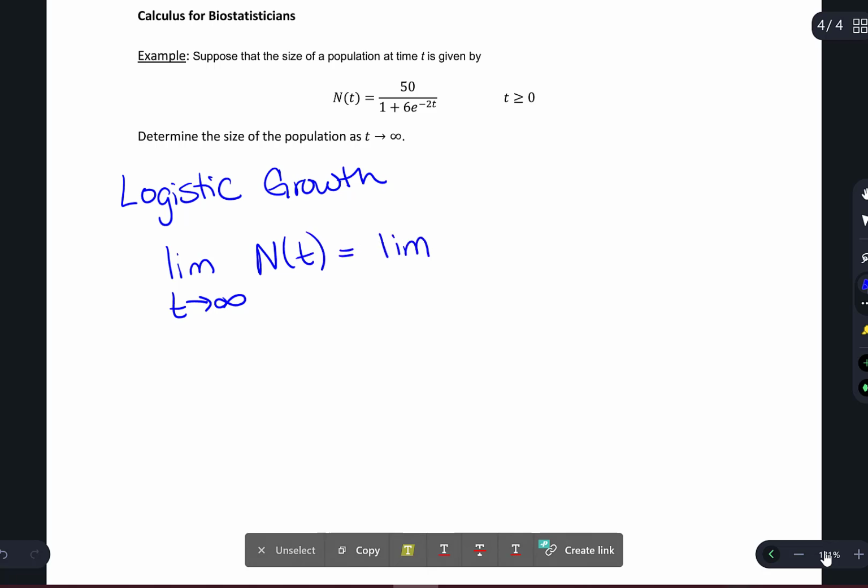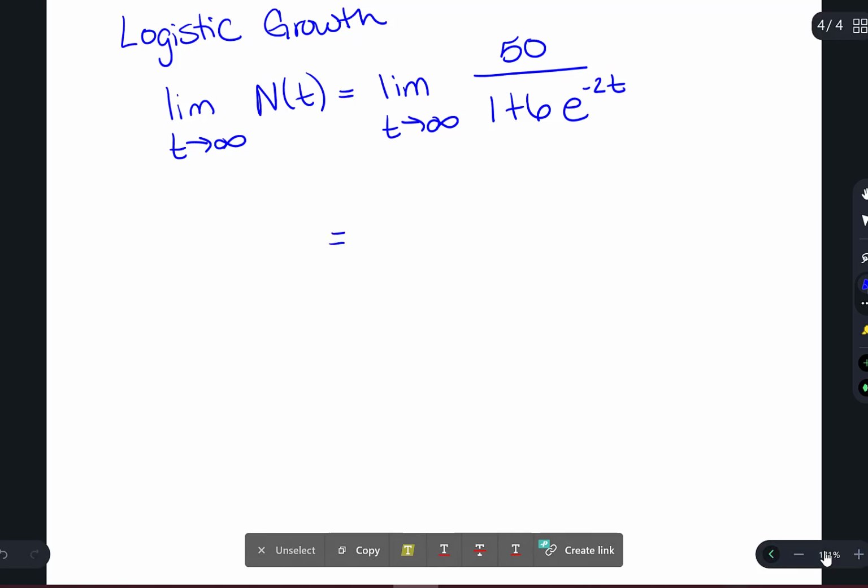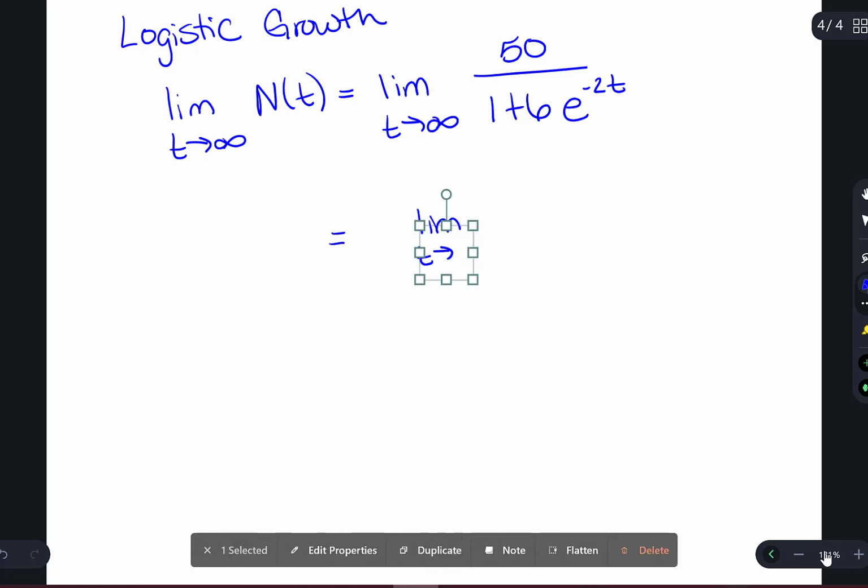And that's equal to the limit as t goes to infinity of 50 divided by 1 plus 6 e to the negative 2t. And we can apply all of those limit laws that we've been seeing. So we've got the limit as t goes to infinity.